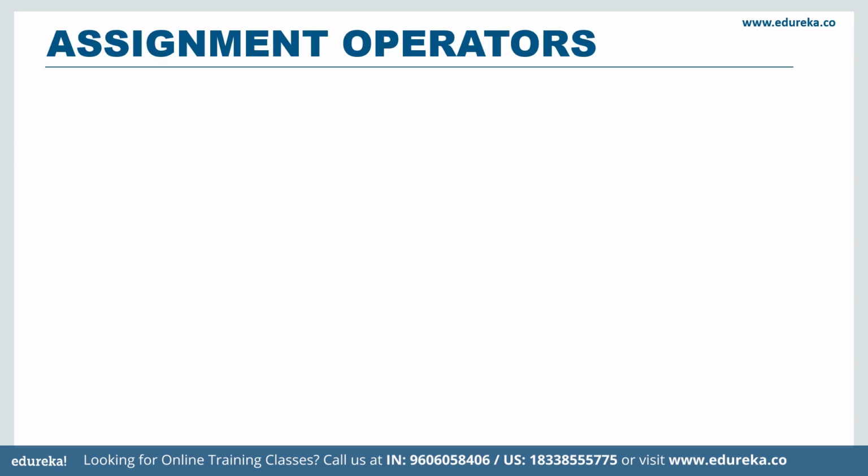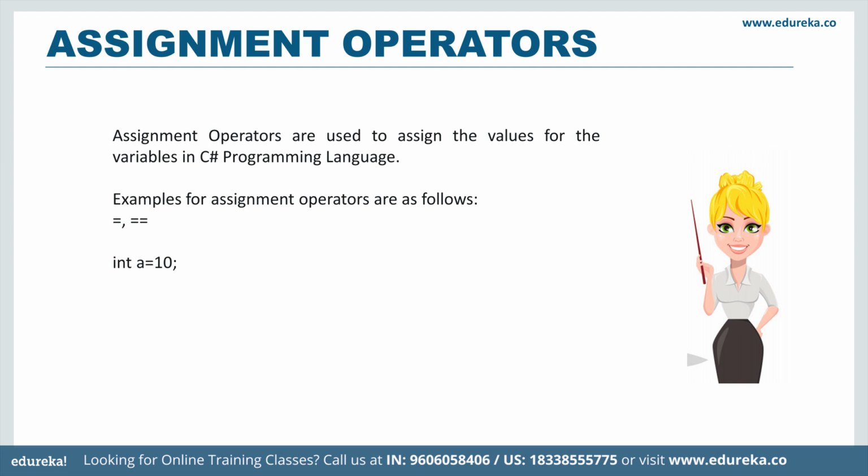Then we have the assignment operators. Assignment operators are used to assign values to variables in the C# programming language. Examples of assignment operators are equals to and double equals to. Another example is int a equals 10, where the value 10 is stored into the variable a using the assignment operator equals to.